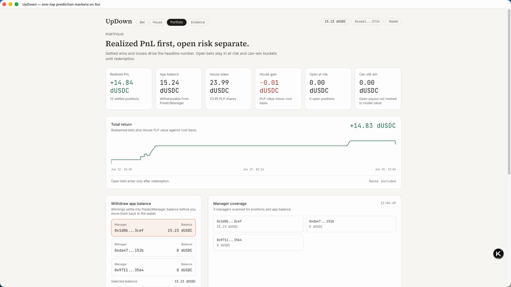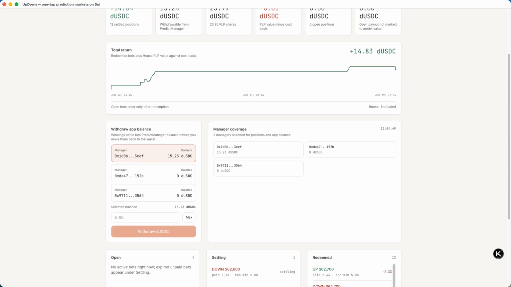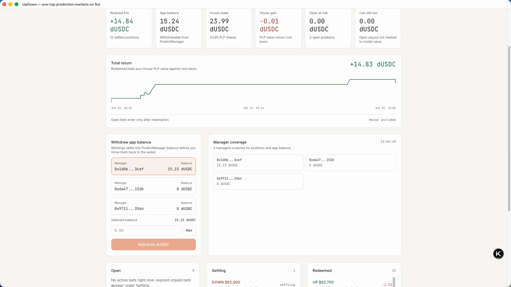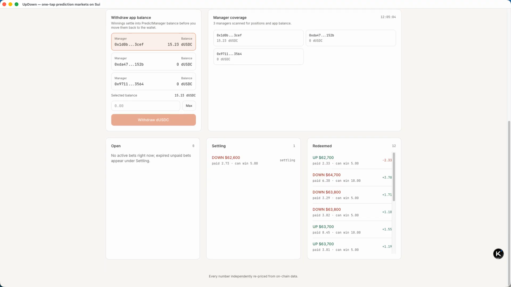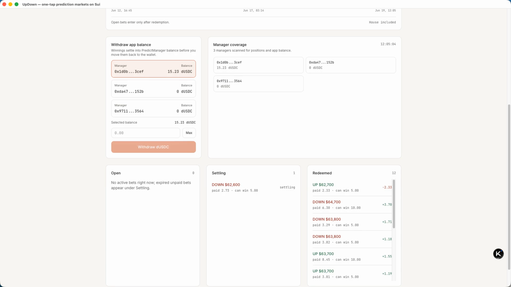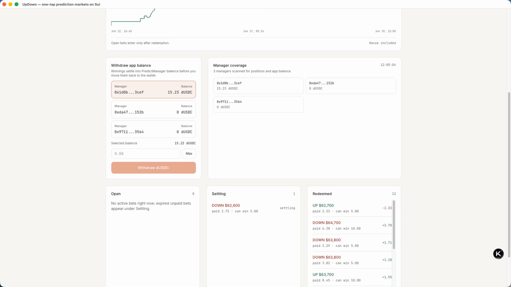Portfolio is where the user understands ownership after the actions. It separates realized P&L, app balance, house stake, house gain, open at risk, and can still win, so the user can tell what is settled and what is still live. The lower half adds the operational detail: withdrawable Predict manager balance, manager coverage, positions grouped by status, and a return chart. It makes the protocol feel owned by the user instead of scattered across objects.